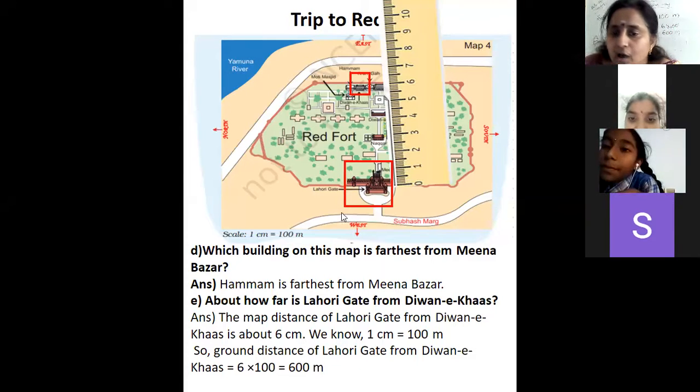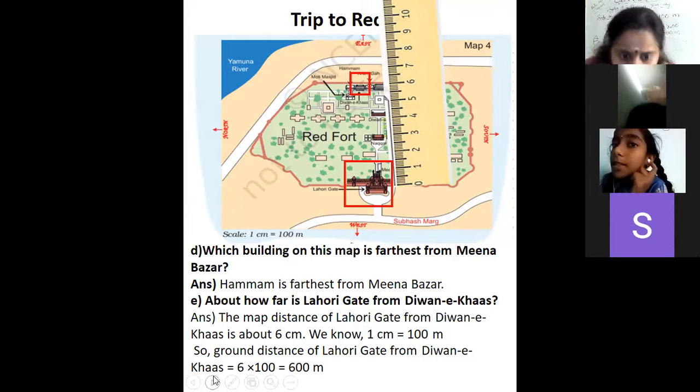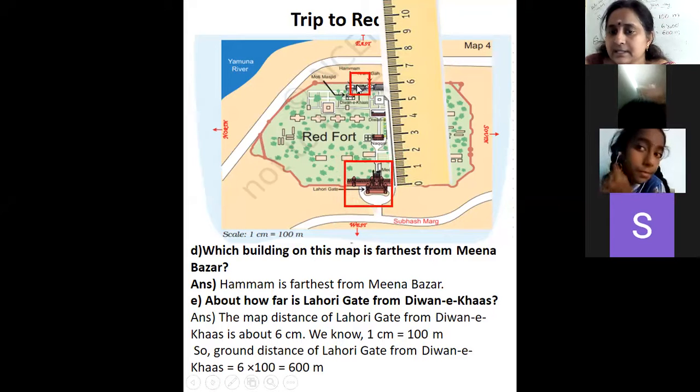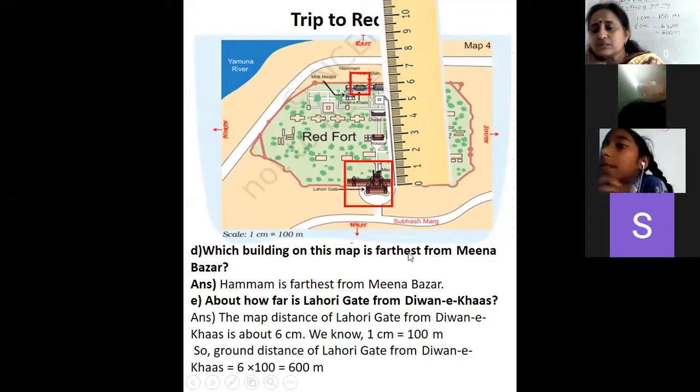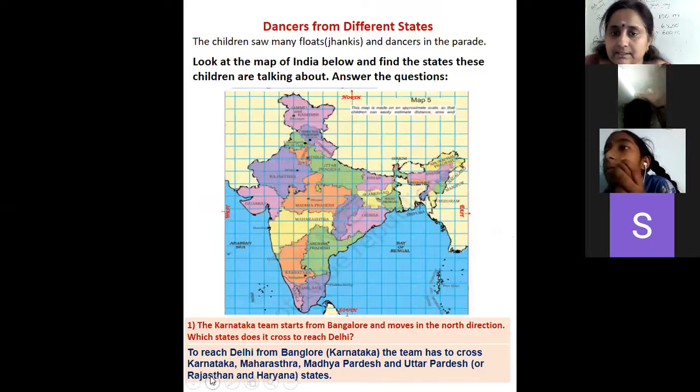Did you understand how to read the map? Yes, ma'am. Did you understand how to use the scale? Yes, ma'am. So here is Lahore Gate and here it is Devanikas. The distance is 6 centimeters. The scale is given for us: 1 centimeter equals 100 meters. So the distance is 600 meters.